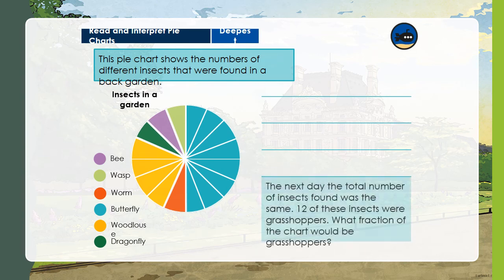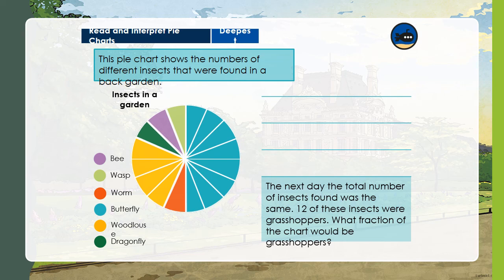Are you ready for our last question? The next day, the total number of insects found was the same. 12 of these insects were grasshoppers. What fraction of the chart would be grasshoppers? So remember, the total number of insects found was the same. So 96 were found. 12 of them were grasshoppers.